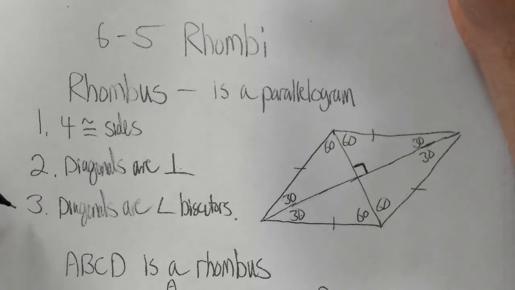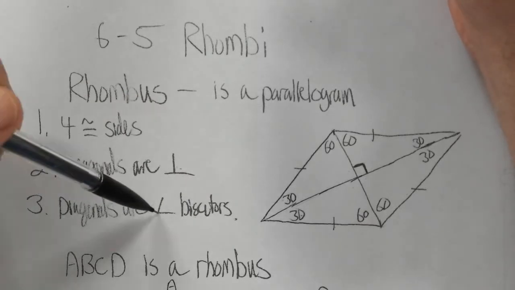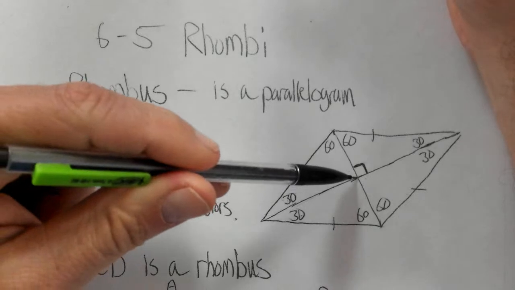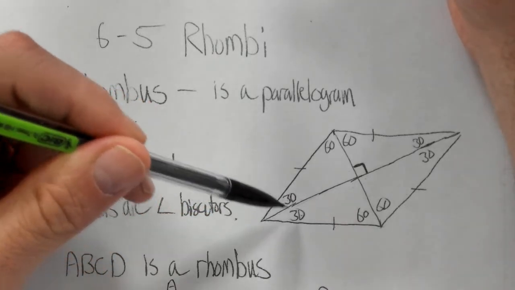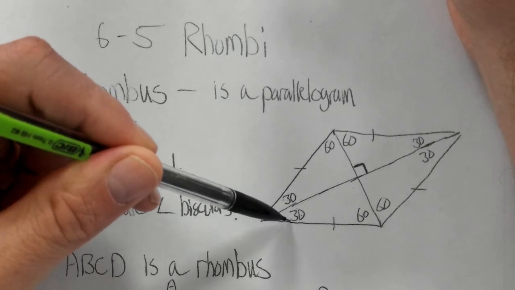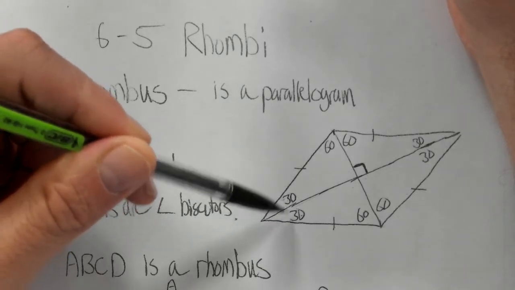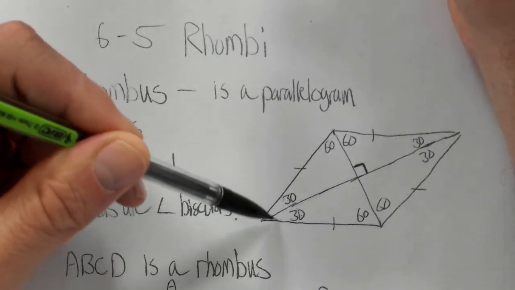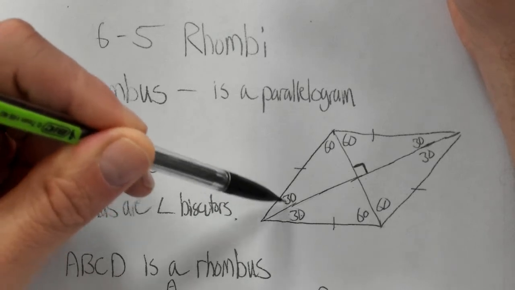And then the third property, the diagonals are angle bisectors. That means the diagonals split the angle in half. So if this angle is 30, the other one would be 30. Or if the entire corner angle right here is 60, it'd be split in half to 30 and 30.